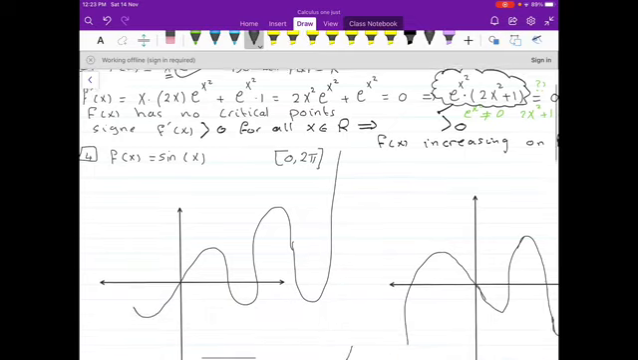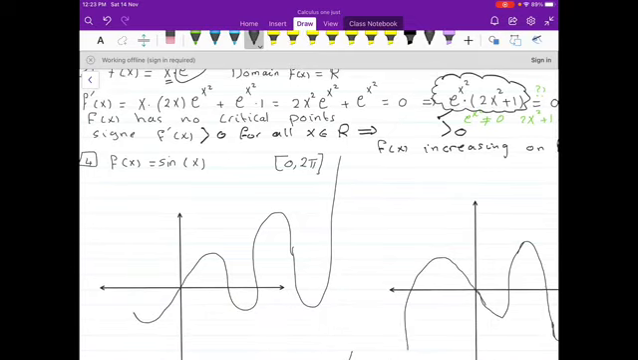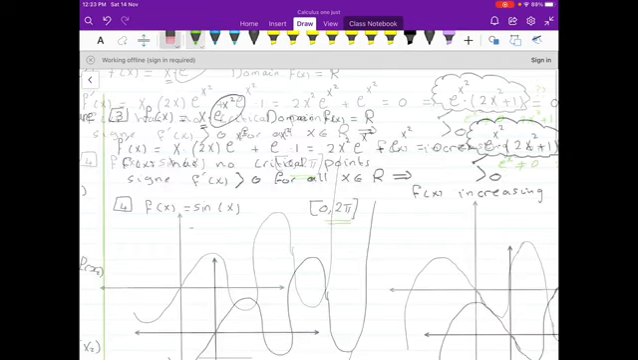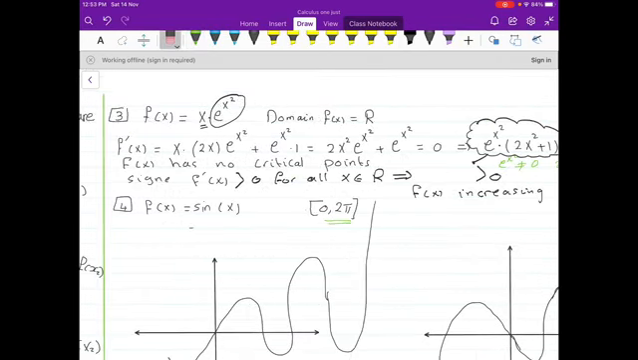Okay. Now, if you take the function f(x) = sin x, in general, the domain of sin x is R. But if the question gives us the interval 0 to pi, now to find the critical points for the function f(x) = sin x, find f prime x. f prime x equals cosine x, which equals 0 when x equals pi over 2 and 3 pi over 2.